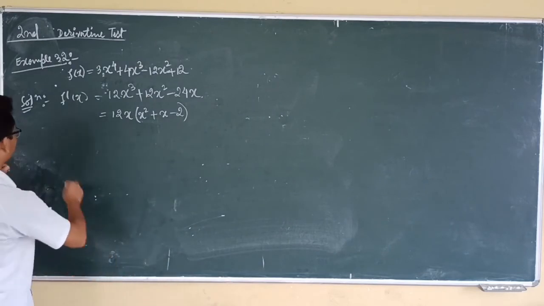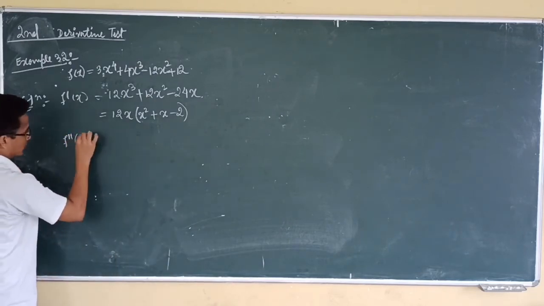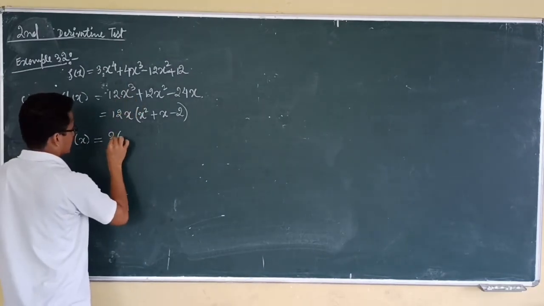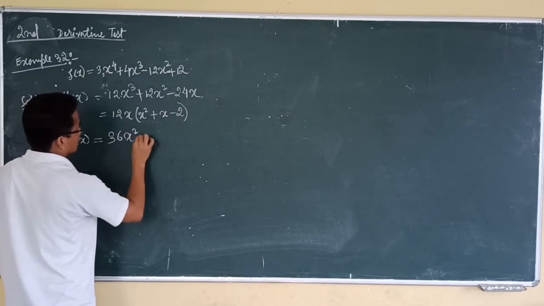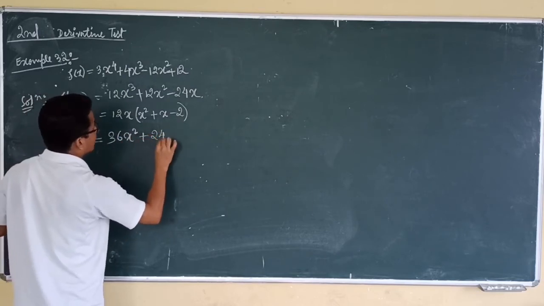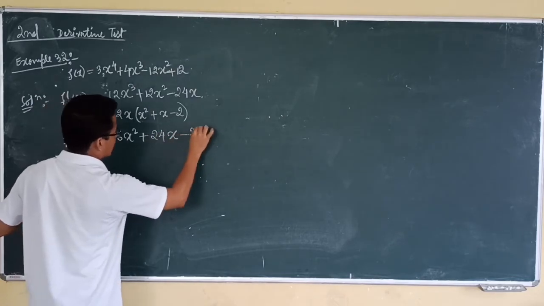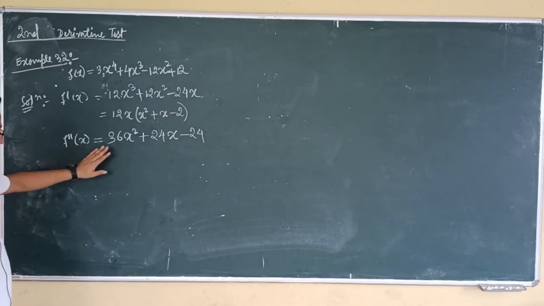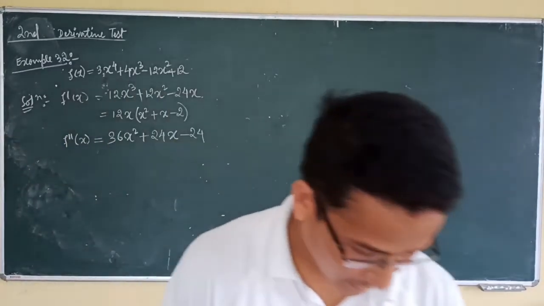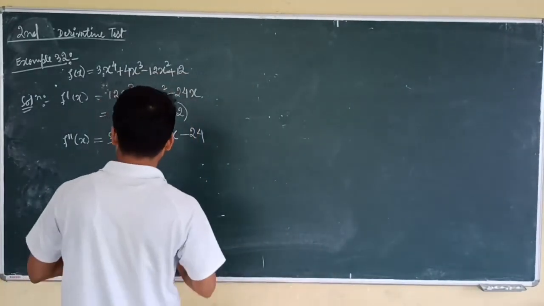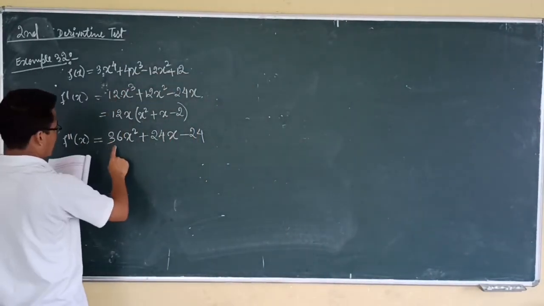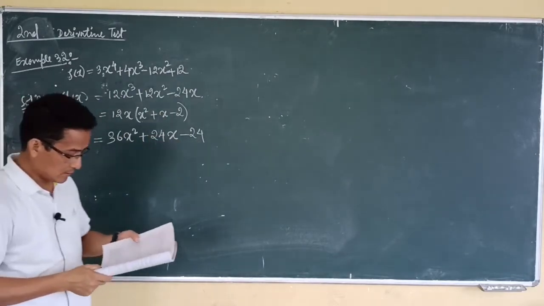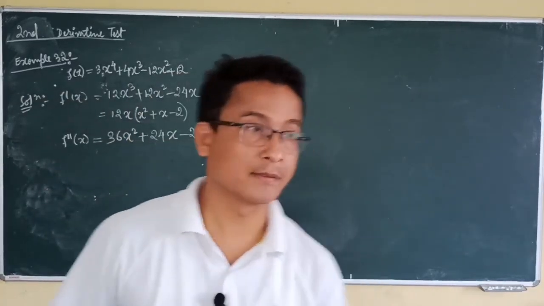So f double dash x, also we are doing f double dash x. Then this is 36x square plus 24x minus 24. This is f double dash x.